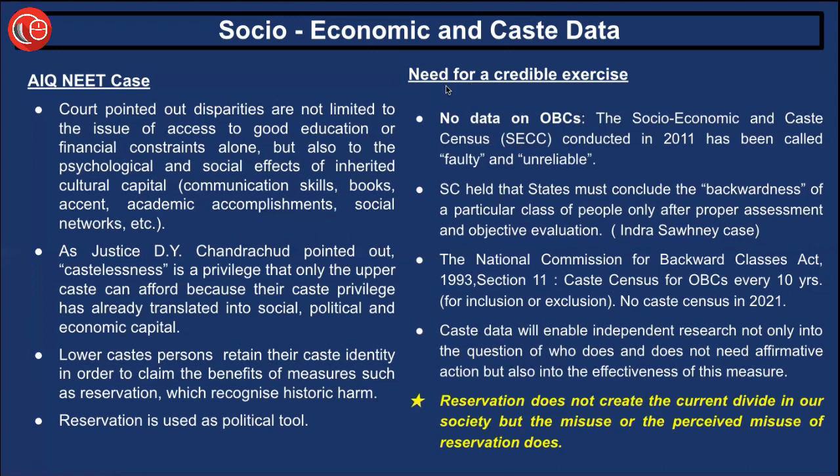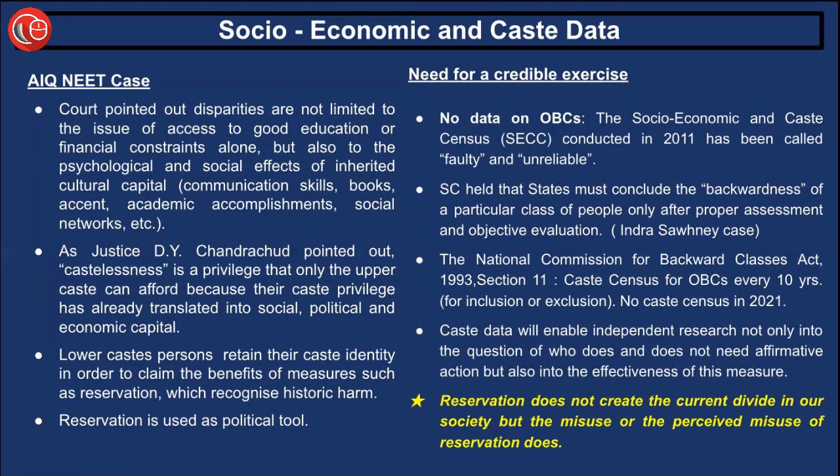Now let's see why we need the credible exercise of having reliable data. First of all, the problem is that no specific or credible data is available on the OBCs, that is, the other backward castes. The socio-economic and caste census which was conducted in 2011, and the data collected through it, has been called faulty and unreliable for several reasons. And the Supreme Court held that states must conclude the backwardness of a particular class only after proper assessment and objective evaluation.